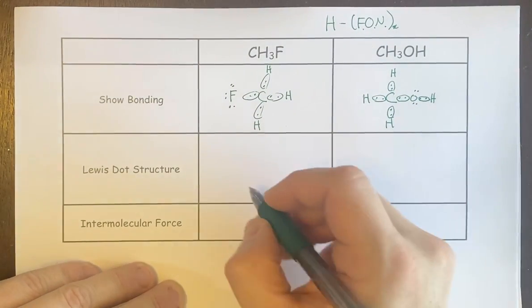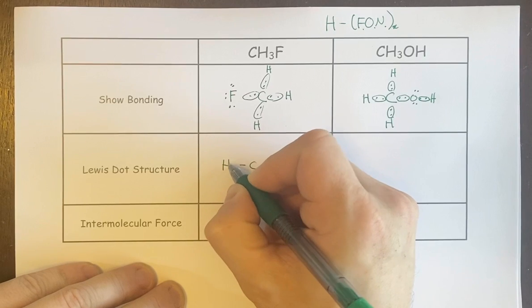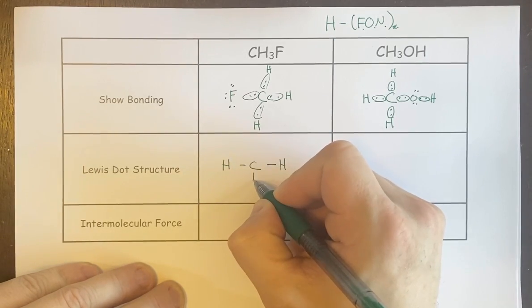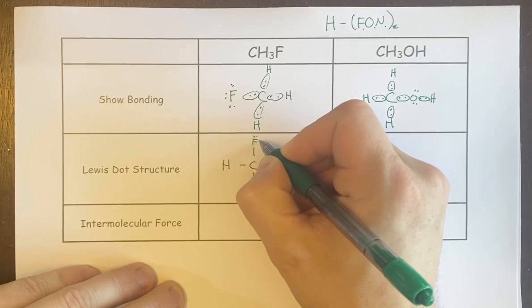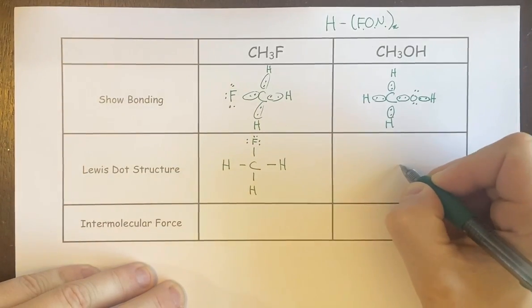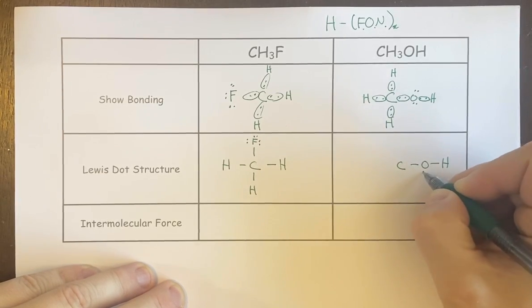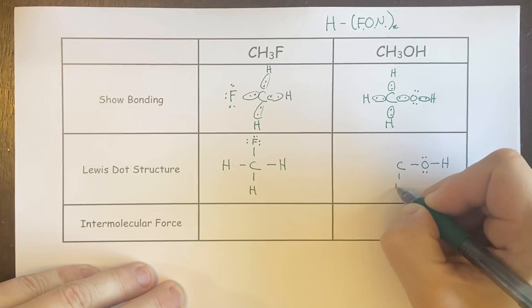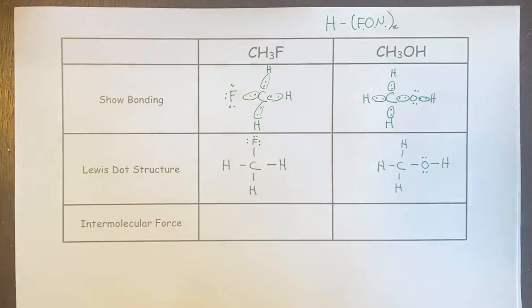So when we draw the Lewis dot structures, it looks like this. I guess I'll put F up now. Doesn't really make a difference. And again, there's polarity arrows. I'm not going to include that. But the key is the intermolecular force present.